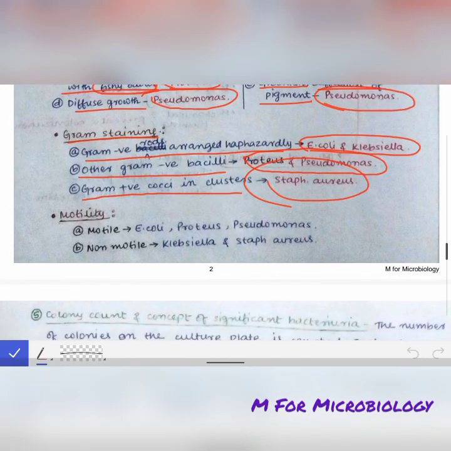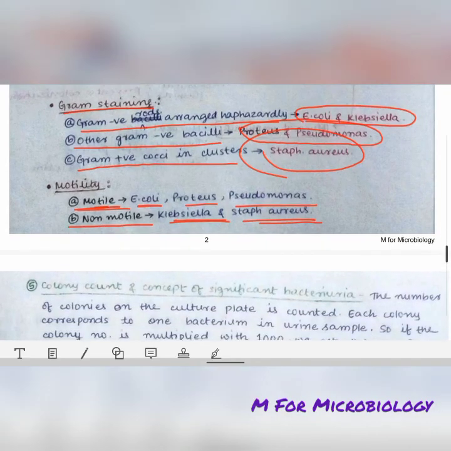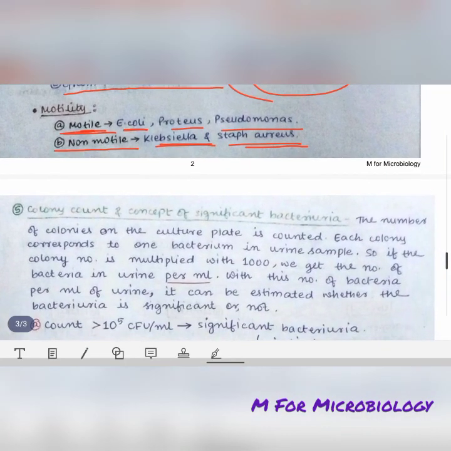Next is motility. We check the motility by the hanging drop method. That is a very important method for undergraduate level. If the bacteria is motile, then it can be E. coli, Proteus, or Pseudomonas. If the bacteria is found to be non-motile, then it can be Klebsiella or Staph aureus. Any one can be the reason for the UTI.